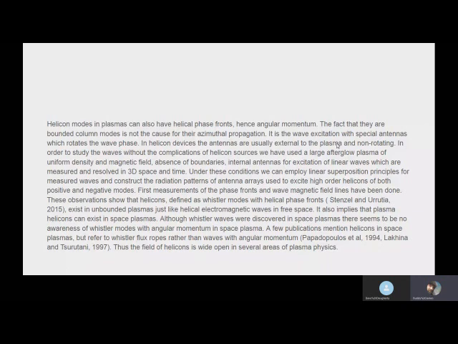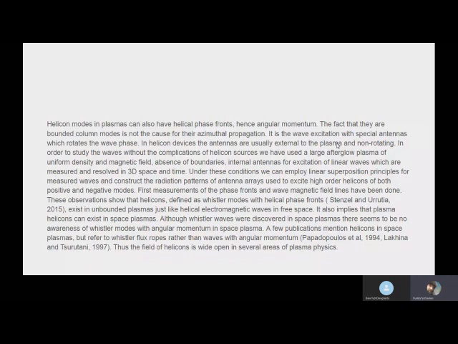In order to study the waves without the complications of helicon sources, we have used the large afterglow plasma of uniform density and magnetic fields, absence of boundaries. Internal antennas for excitation of linear waves, which are measured and resolved in 3D space and time. Under these conditions, we can employ linear superposition principles for measured waves and construct the radiation patterns from antenna arrays used to excite high-order helicons of both positive and negative modes.